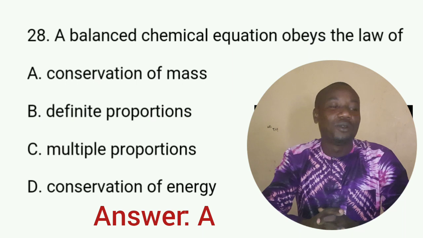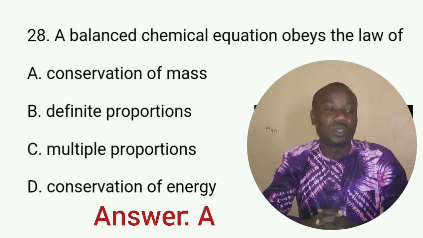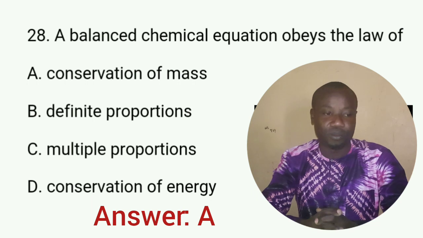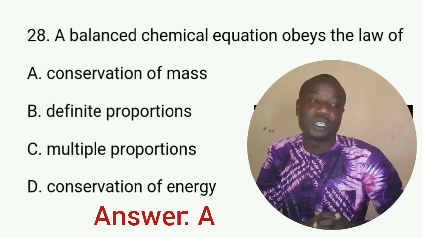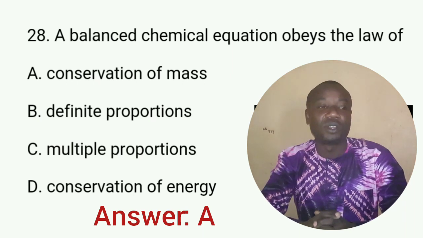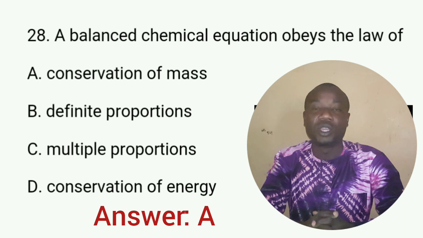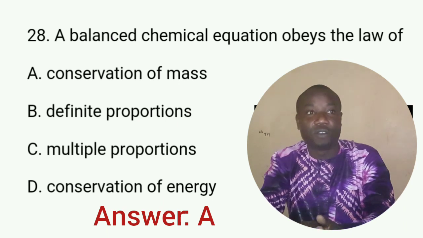So the law of definite proportion is not about the balanced chemical equation. That one is all about the proportion of the combination. Law of multiple proportion is about the ratio, while the law of conservation of energy is just to see whether you actually understand. In a balanced chemical equation, when we say the reactant equals the product, the law that accounts for it is conservation of mass.